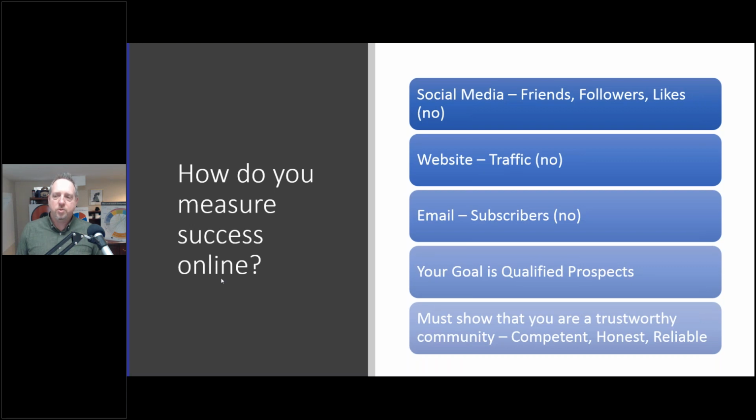And that's the most important question. How do we get someone to fill out a form or pick up the phone who is a qualified prospect for our communities? That is the ultimate goal of measuring success.